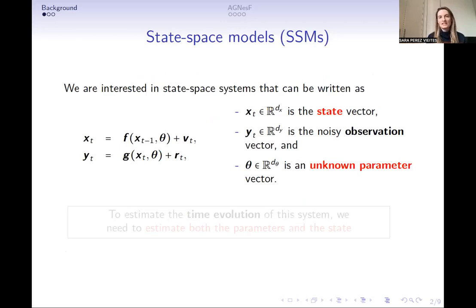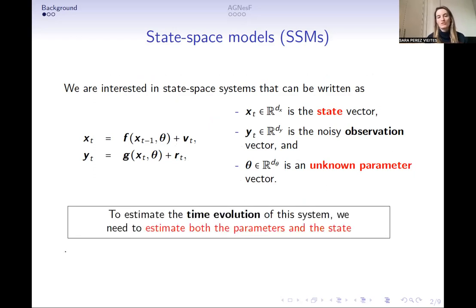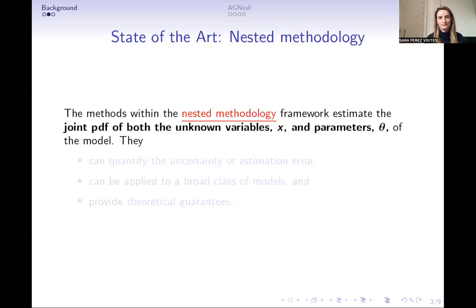So, as I said, we are interested in dynamical systems that can be represented with state space models. These models have two random variables that describe them, the state xt and the observations yt. Both are usually noisy and can be described by a couple of functions that depend on the parameter theta. This vector is usually unknown, so if we want to estimate the time evolution of this system, we need to estimate both the parameters and the state.